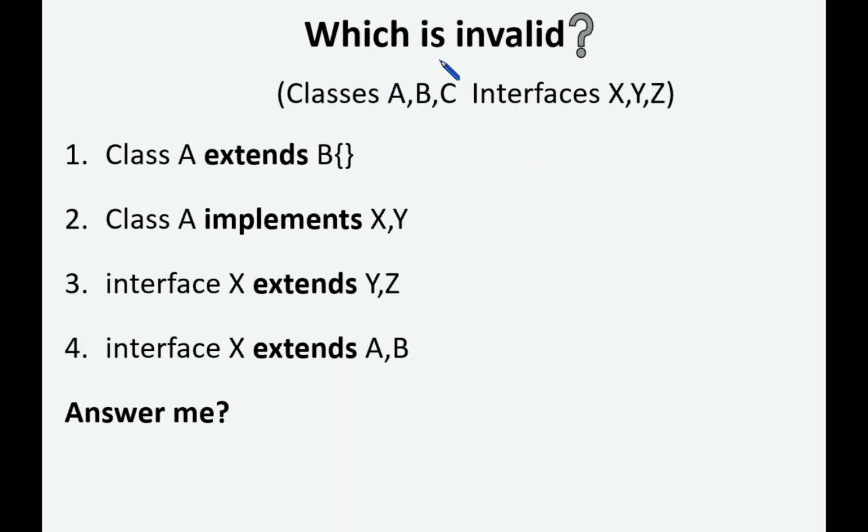Which is invalid? Consider A, B, C are the classes, X, Y, Z are the interfaces. Statement 1: class A extends B. Option 2: class A implements X, Y. Option 3: interface X extends Y, Z. Option 4: interface X extends A, B. Which is wrong here? Yes, option 4. An interface cannot inherit classes, that is the reason.